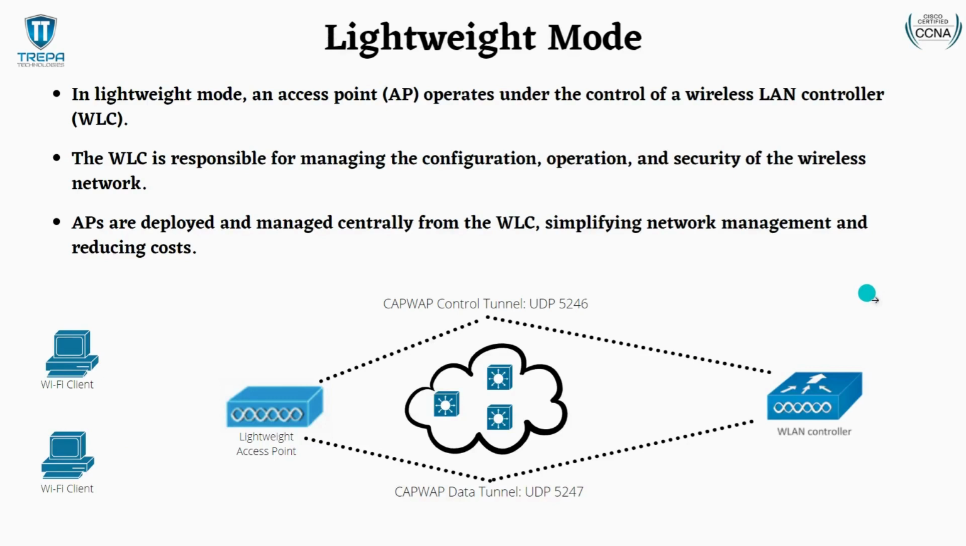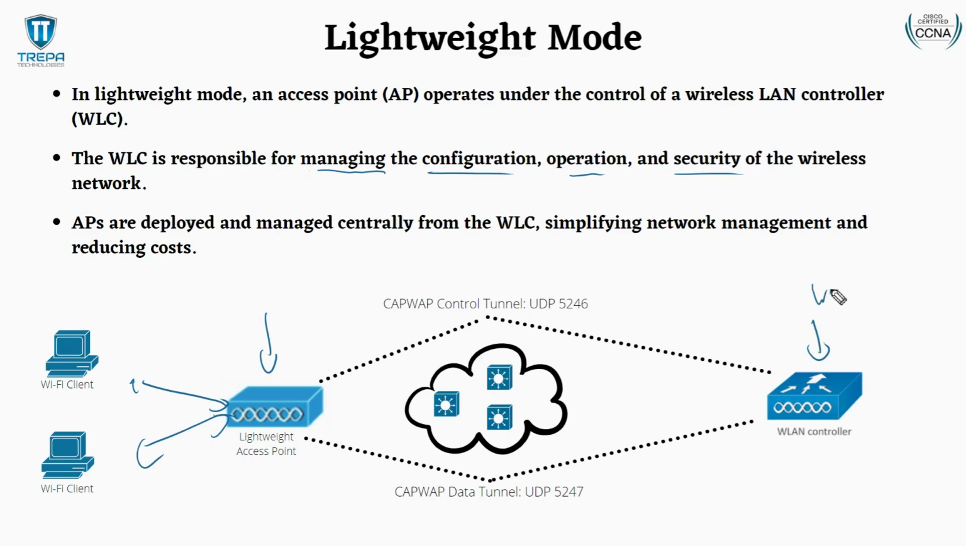All right, now jumping into lightweight mode. So in lightweight mode, an access point is going to operate under the control of a WLC, meaning that this access point is just a big dummy, right? It's handling that 802.11 association and control. It's doing the RF. It has the antennas. It's propagating the RF. But when you build its profile, when you configure all the wireless LAN networks, it's being done from this guy right here, the WLC. And that's going to be responsible for managing the configuration, operation, and security of the wireless network.